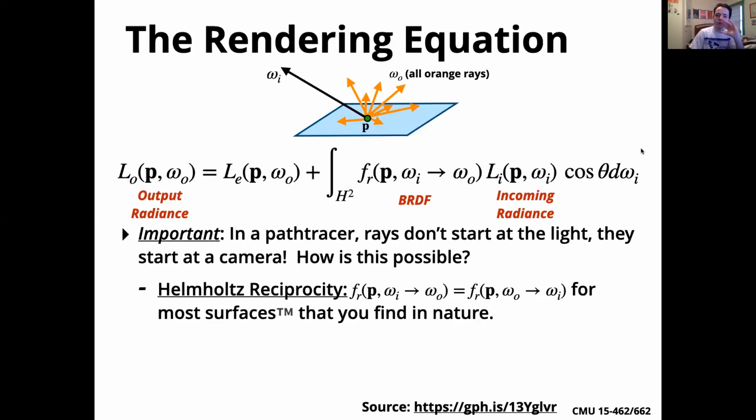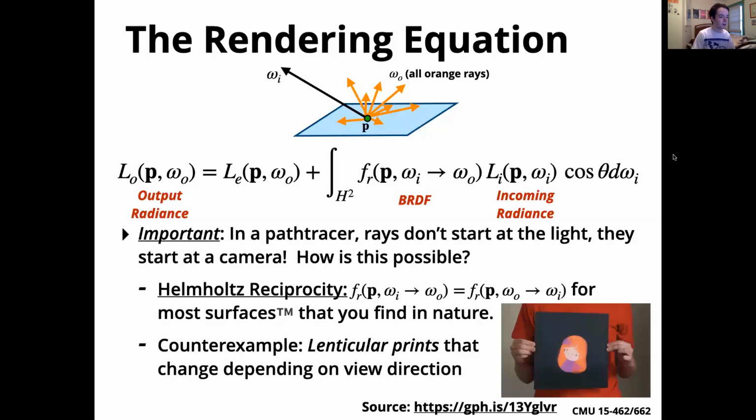But is this a universal quantity? Is this just a total truth? Well, no. And I invite you to think about different surfaces that do not obey this reciprocity. But my favorite one is these guys. I remember Pokemon cards that were like this when I was a kid. These lenticular prints are almost a canonical counterexample to reciprocity. Depending on how you look at this thing, it's going to look different.